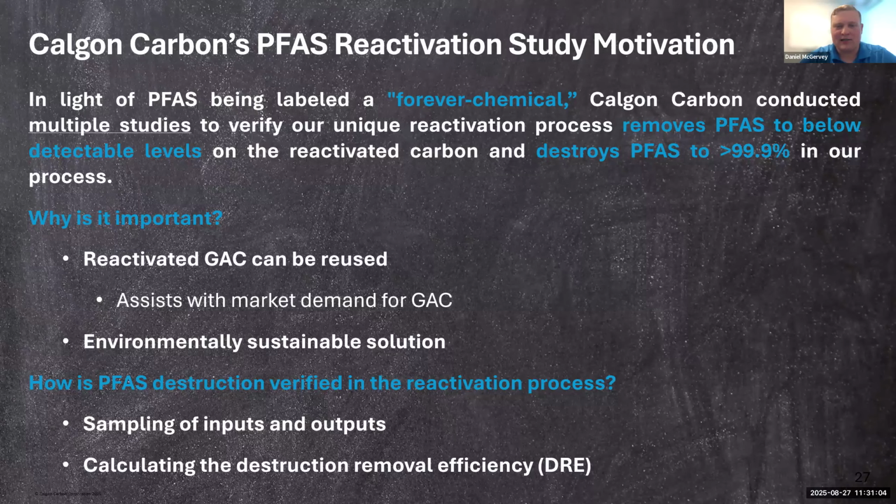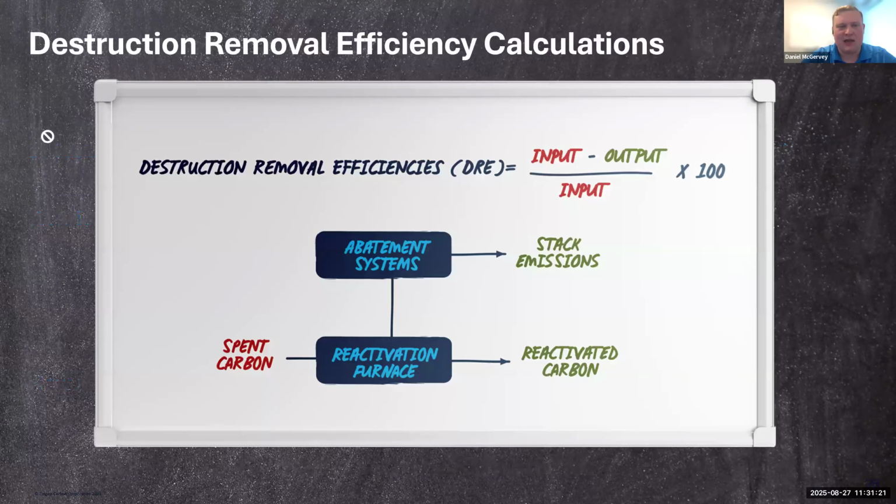And how we actually verify this is sampling of various inputs and outputs through the process, and then calculating what we call the destruction and removal efficiency. This is a pretty simple calculation. It's just the input concentrations minus the output concentrations, divided by the input, times 100, which gives you the destruction and removal efficiency as a percentage.